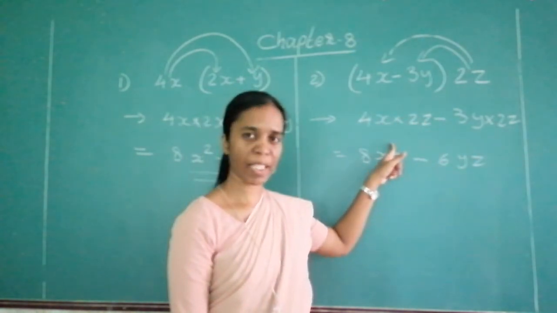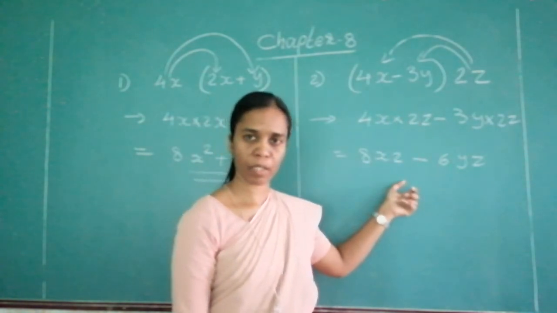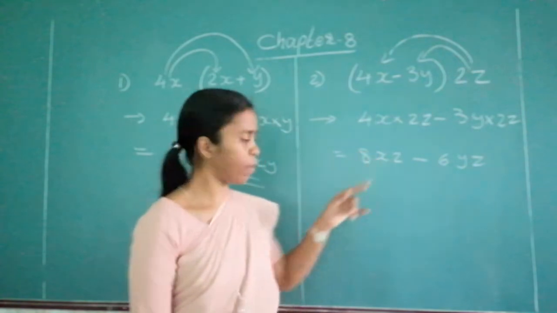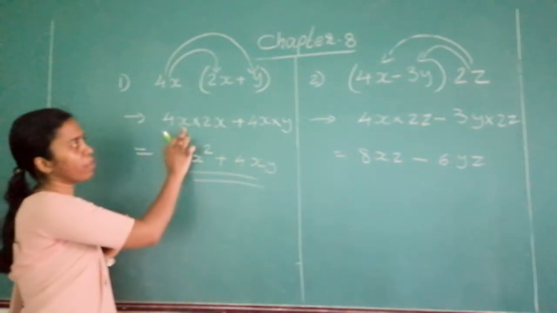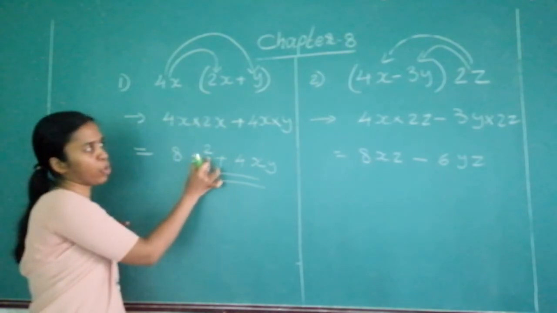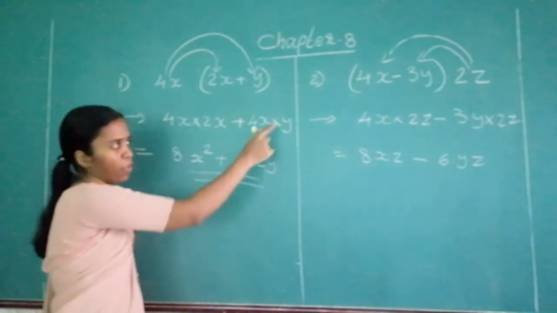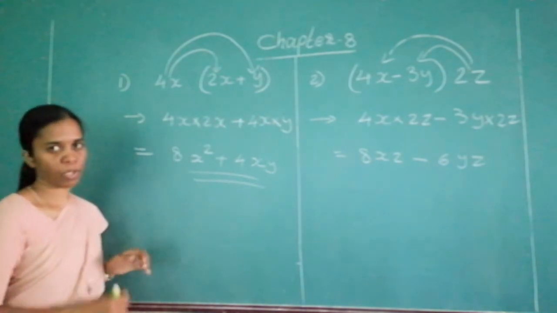If the variables were the same, then we add the index. Since the variables are different, we write them as they are. Okay? If the variables are the same, that is what we have done: add the index, 1 plus 1, 2. If the variables are different, write them as they are, because we cannot add the index. Okay?